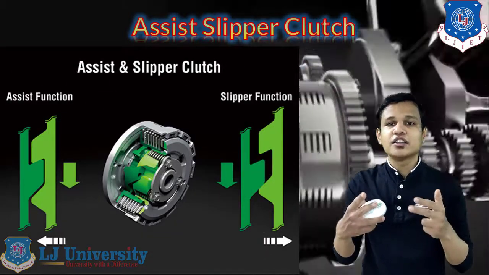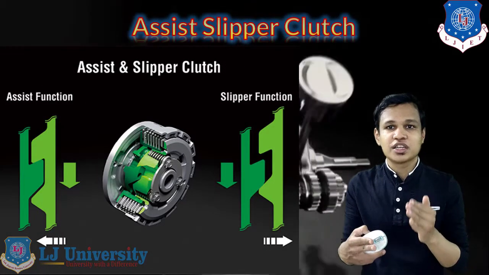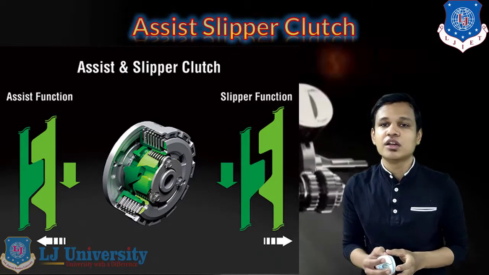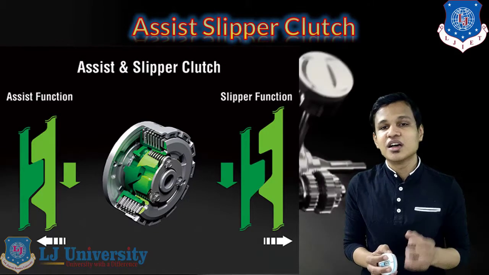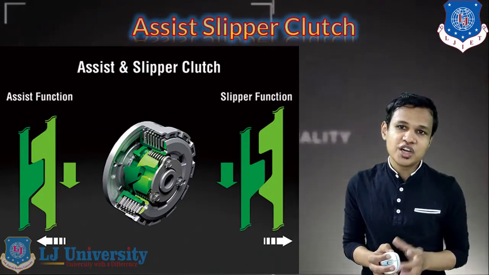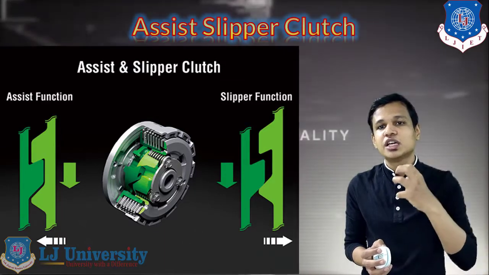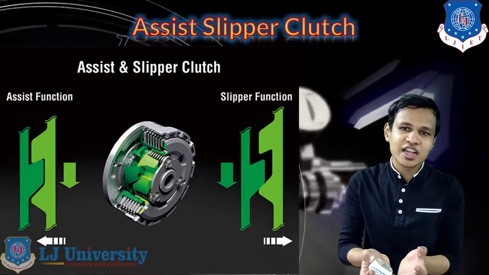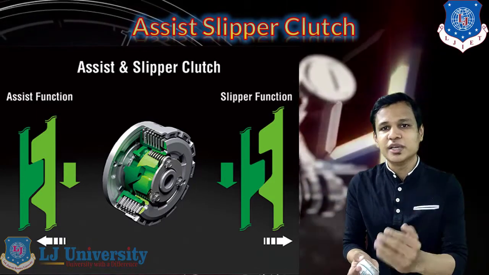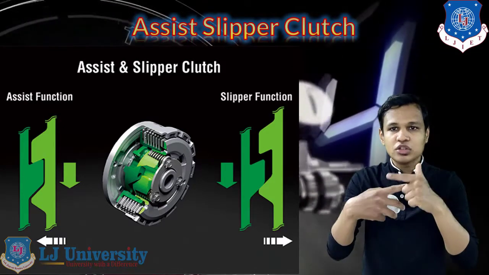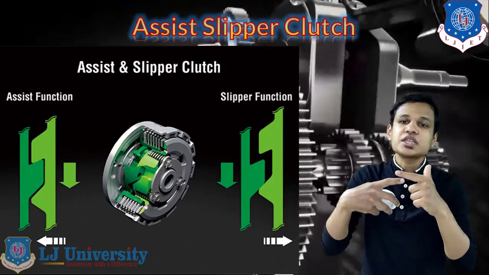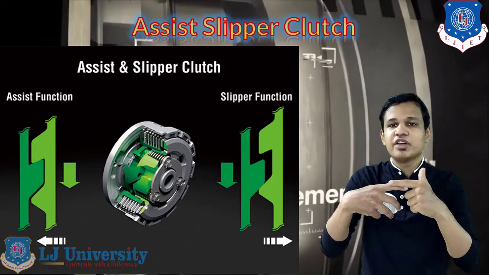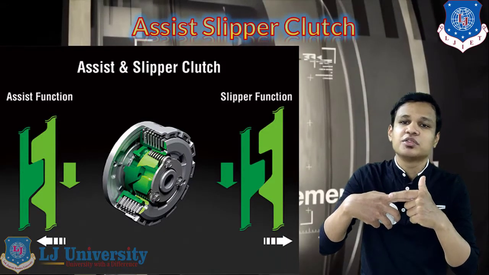So these are the two cross sections of the clutch cam and the pressure cam given. In the left figure you can see the assist function, which means whenever our vehicle goes in the straight direction or whenever we are driving the vehicle normally, at that time both the teeth of the clutch cam and pressure cam will be engaged at the 100% position.